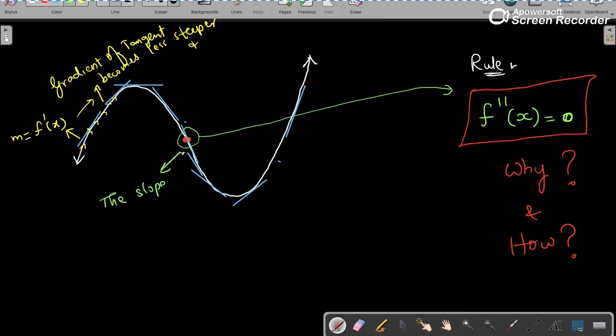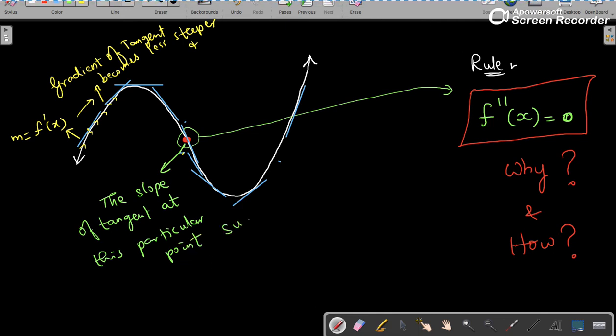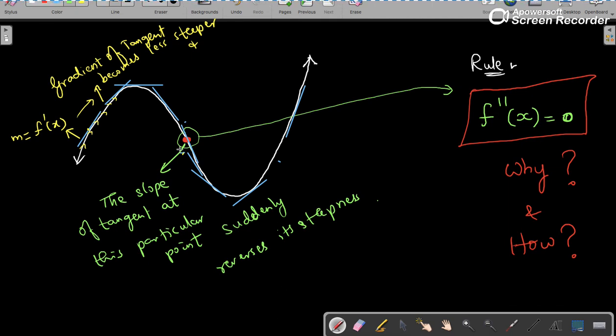So the slope of tangent at this particular point suddenly reverses its steepness. Now this important property makes a concavity change. So this is one specific property: suddenly reversing the tangent with its steepness is where the point of inflection occurs. That's why there is a point of inflection for any curve where the steepness suddenly reverses, and at that special situation we call that a point of inflection. So we call exclusively this a point of inflection.